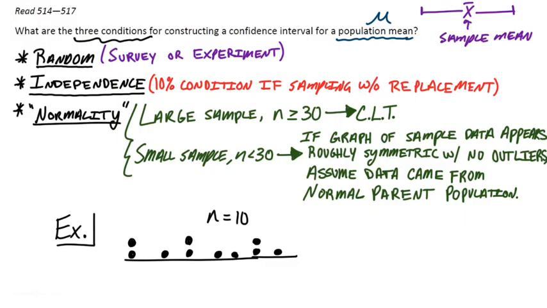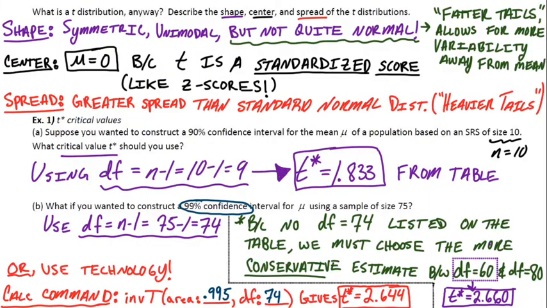So we talked about the t-distribution and what it does as far as helping us build confidence intervals and make inferences for means. We talked about our t-star critical value. We talked about degrees of freedom and the characteristics of the t-distribution.